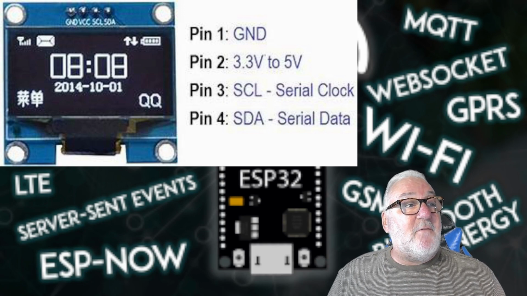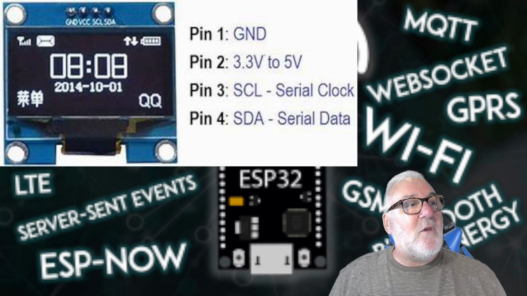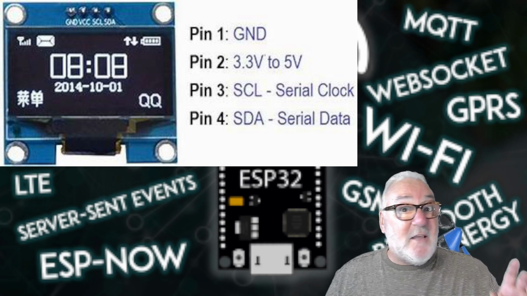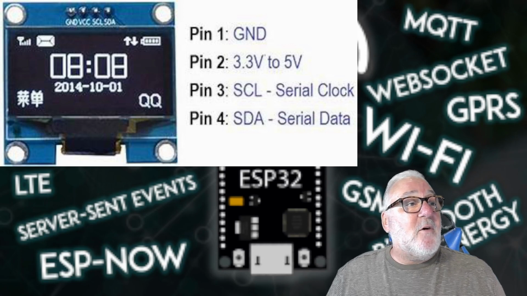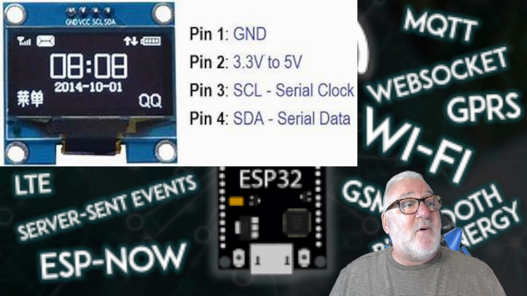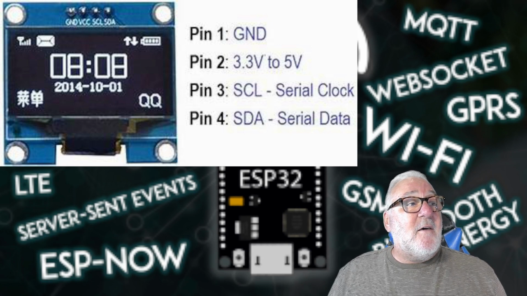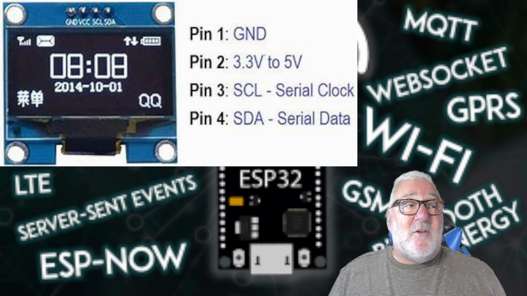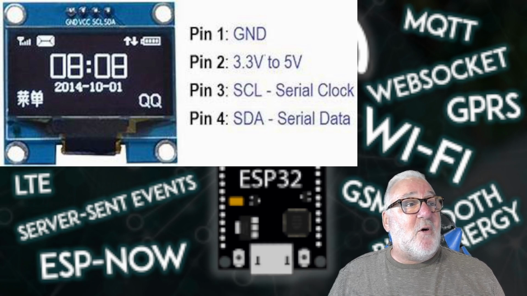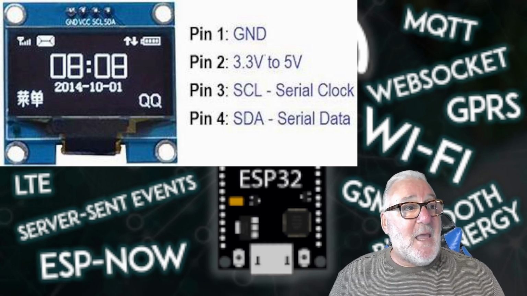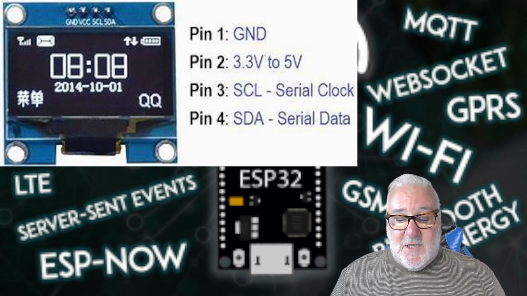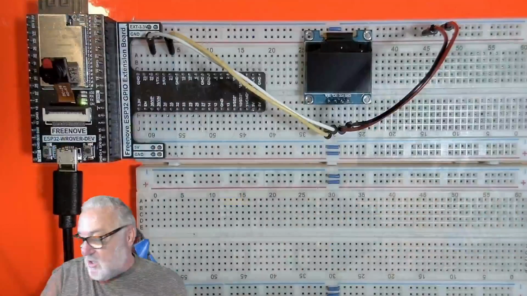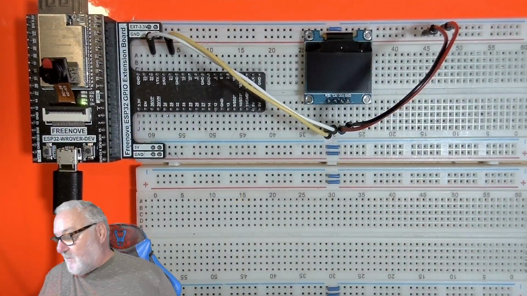They all have 4 pins on this version. Some have more; color ones have more. They all have a ground, and a 3.3 volts to 5 volts pin. Sometimes they're the opposite way round, they're not always the same way round. Then we've got our serial clock and our serial data. Let me just show you a close-up of one.